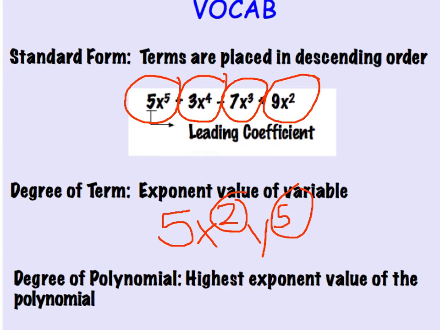Next, the degree of the polynomial. It's the highest exponent value of the polynomial. So if I go back to this example here, the degree of the polynomial is going to be 5 because that's the highest exponent value.